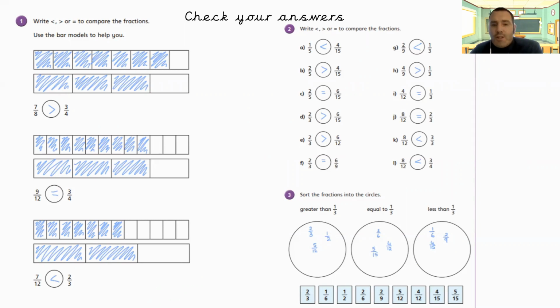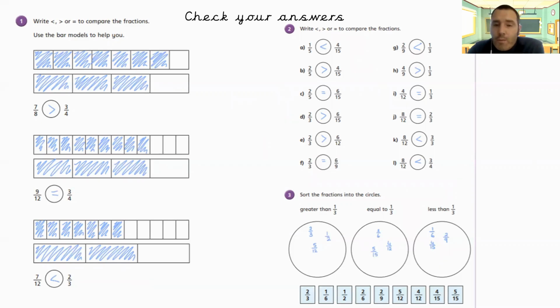Sorting the fractions into circles. So we're looking at dividing to turn them into thirds, whether they're greater than a third, equal to a third, or less than a third. So greater than 1/3, 2/3, it certainly is. 1/2, we know that is 5/12. Well, we know 1/3 of 12 is 4. 5 is bigger than that.